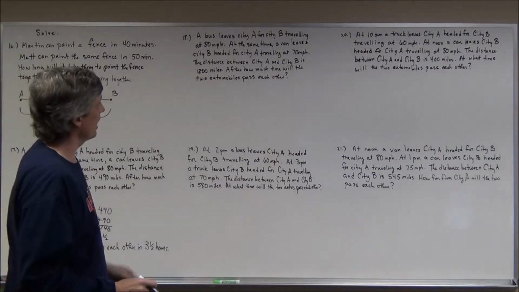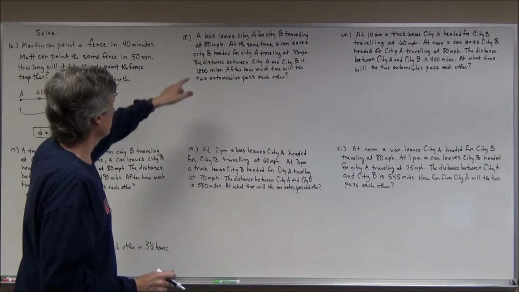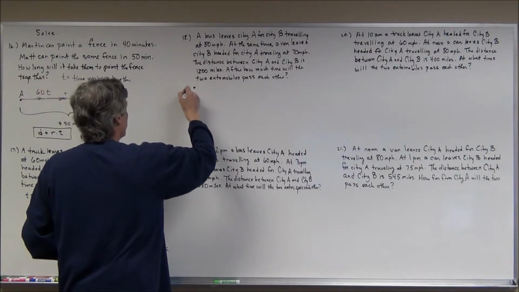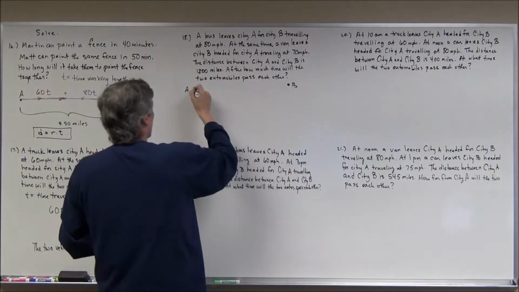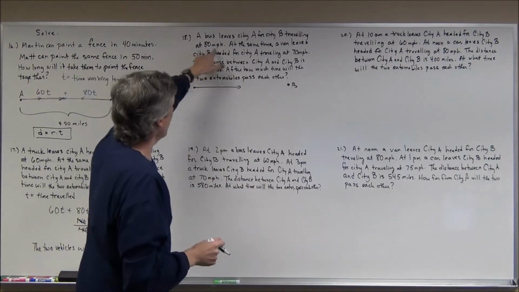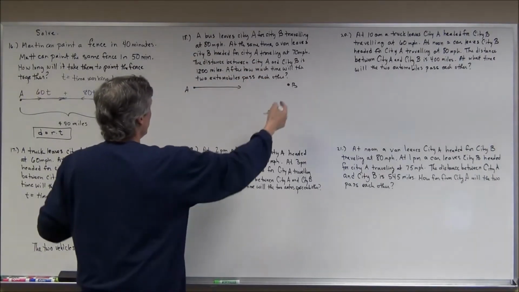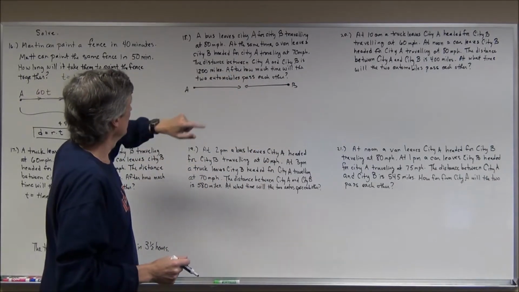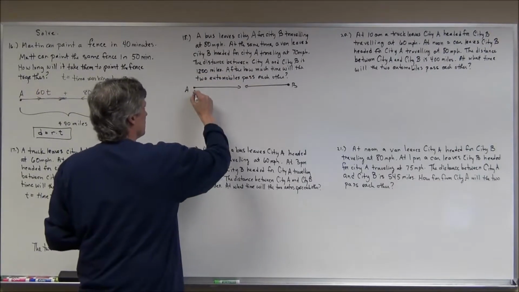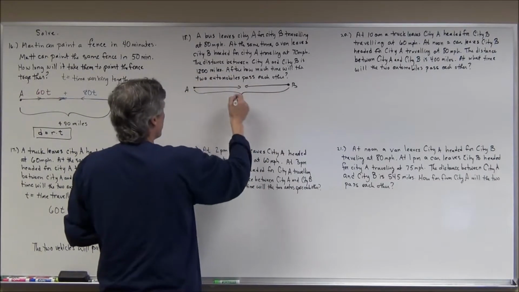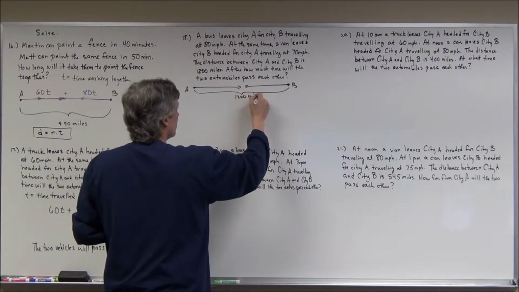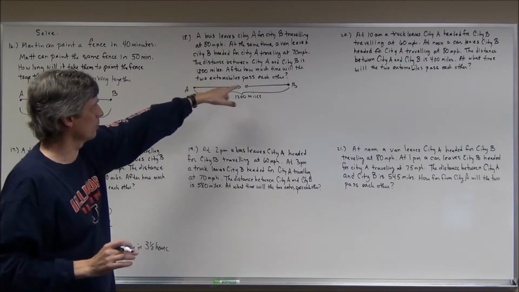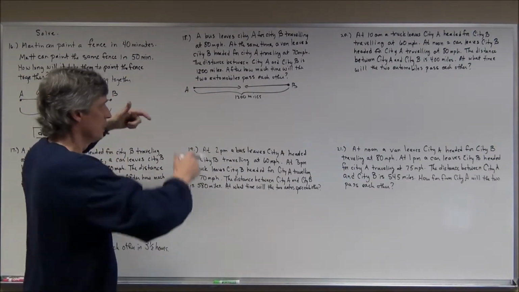A bus leaves city A traveling for city B at 80 miles an hour. So it's kind of the same effect here. I'll put, here's A, here's B. One's going this way at 80 miles an hour. At the same time, a van leaves city B and heads for city A, so he's going this way at 70 miles an hour. The distance between the two cities is 1,200 miles. So we want to know how much time it will take the two automobiles to pass each other. Practically the same problem, a couple different numbers.